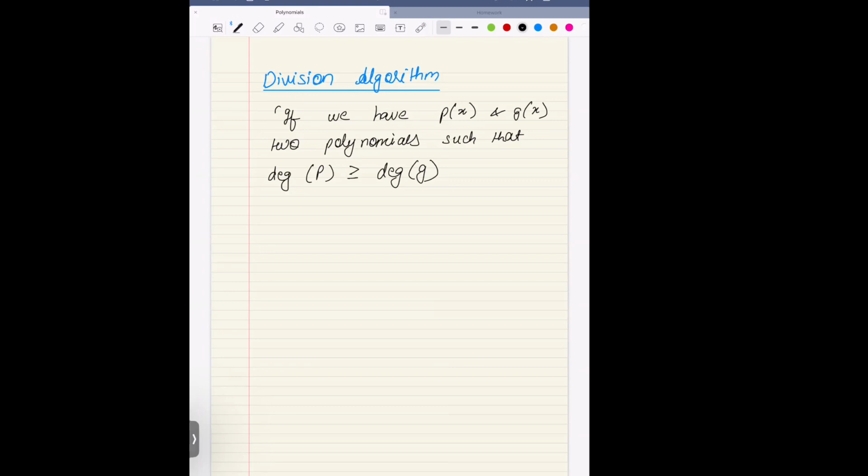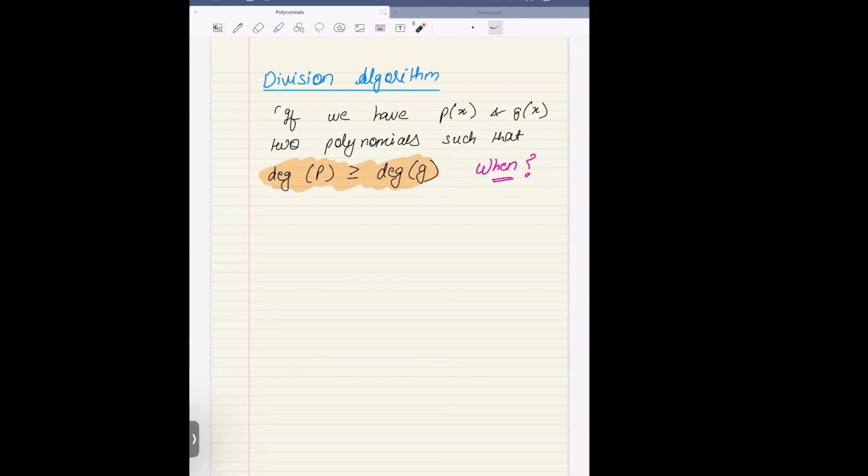Because you're talking about division, of course you will divide, but what is the condition when you will divide? You will divide when the degree of p is greater than or equal to the degree of g. Clear? Any doubts here? No, sir. Right? So we'll take one example and then we'll do the division algorithm with that example.